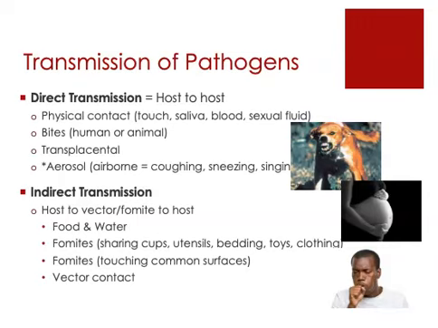During direct transmission of pathogens, it can come through plain old physical contact. It can come through touch. It can come through kissing, through sharing of eating utensils or food. It can be transmitted through blood. It can be transmitted through sexual fluids, bites, human to human or animal to human can certainly be a form of direct transmission. Pathogens can spread from mother to fetus through the placenta.